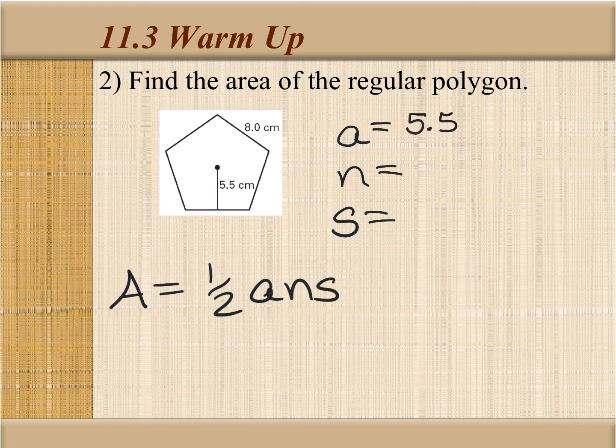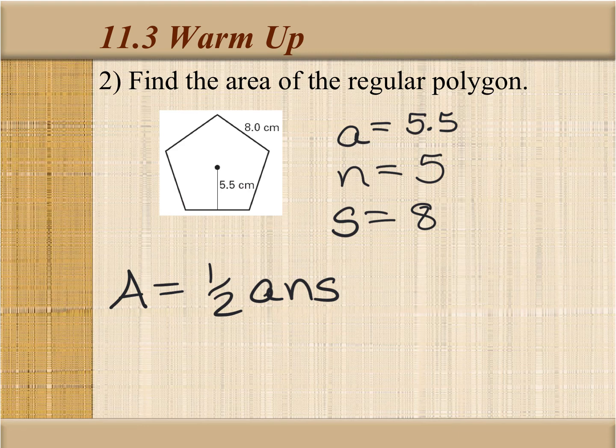The number of sides, I can count it. Now, sometimes instead of giving you a picture, I might say find the area of a regular pentagon. So this is a pentagon. So my n value is 5 sides, and then my side length is 8. Notice I gave you all the information you need. We don't need to bother to do any triangles, any trig, nothing like that. On tomorrow's quiz, there will be no sine, cosine, or tangent questions.